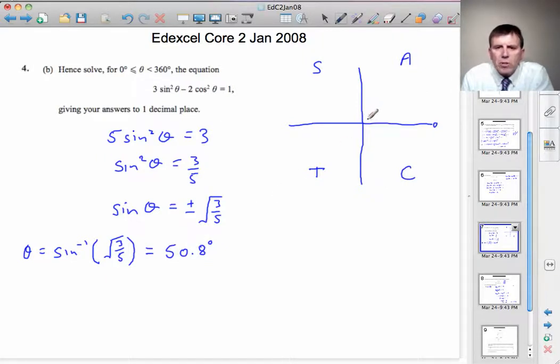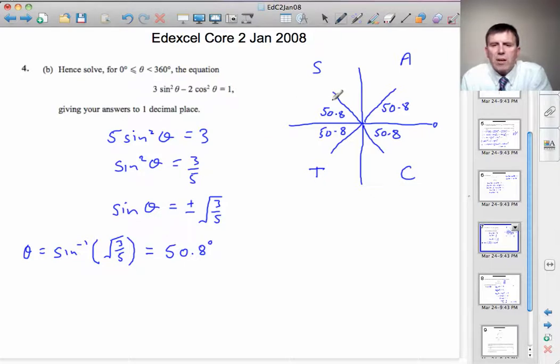Now then, 50.8 degrees. What we do is we make an angle of 50.8 degrees and label it, and then another angle of 50.8, and these angles are always made with the horizontal axis. So another one here, and another one here. Now usually there would only be 2. If sine theta had to be positive, I would have just done it in those 2 where sine is positive. But because it can be negative in this question as well, I've put it in the 2 quadrants where sine can be negative. And this will let me read off all 4 answers. There's the first one, 50.8 degrees, which I've already written down.